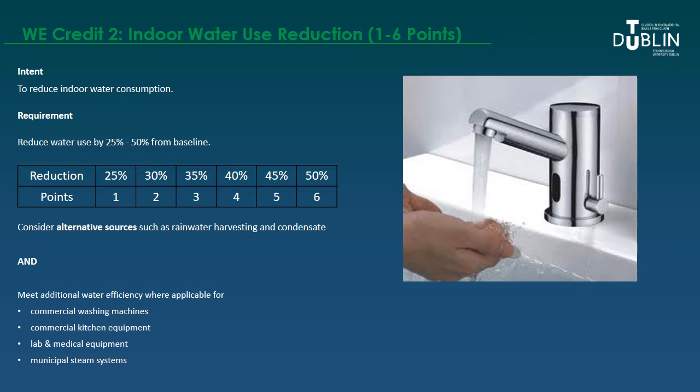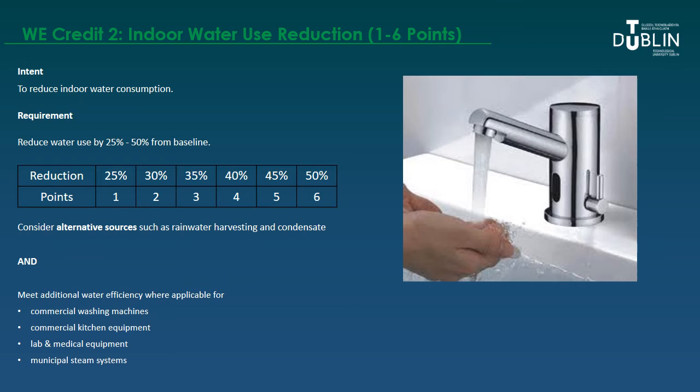And to do this, you really do need to consider those alternative sources. So you might look at rainwater harvesting, condensate, and also then you need to meet additional water efficiency measures, and that's to do with where you have commercial washing machines or kitchen equipment or lab and medical equipment or municipal steam systems. And the manual has tables which go through the requirements for each of those appliances or types of appliances and what points are available then.